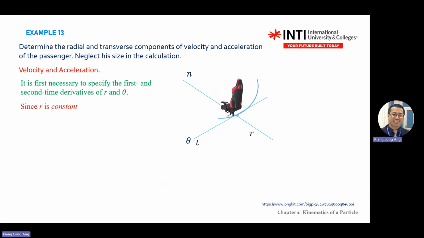Since in this case, the chair is always at the same location or same radius, your R is constant. So R is constant. Like what I mentioned just now, when you see R and theta, or a polar coordinate question, the first calculation, after you draw the free body diagram and the coordinate axes, that should appear in your answer is that you write what R is, what theta is, then do the differentiation.